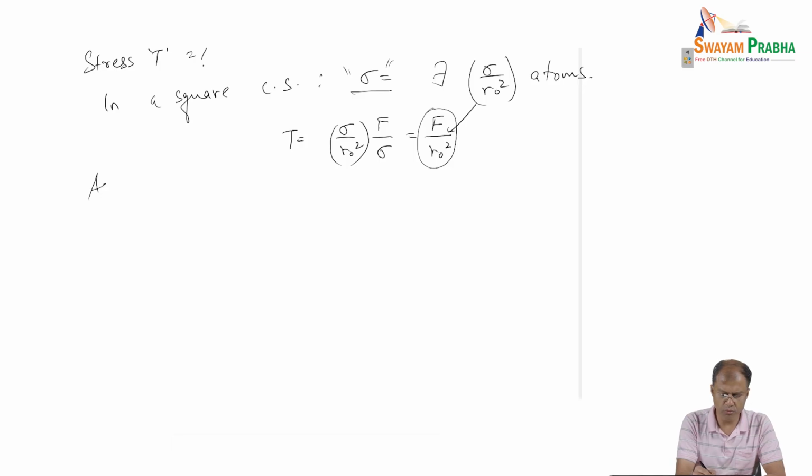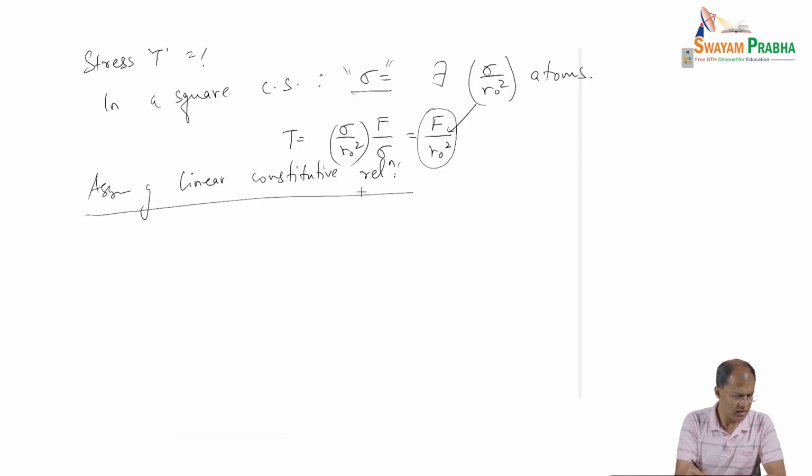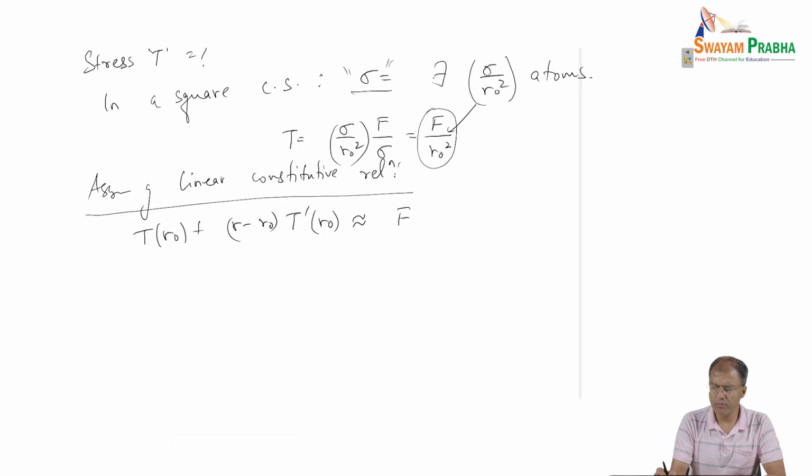So again, we are assuming a linear constitutive relation. We have that the linear constitutive relation is T at r naught plus r minus r naught T prime at r naught. So this is assuming linear constitutive relation with Lagrangian strain. So this is r minus r naught by r naught, which is nothing but E of ux, right?